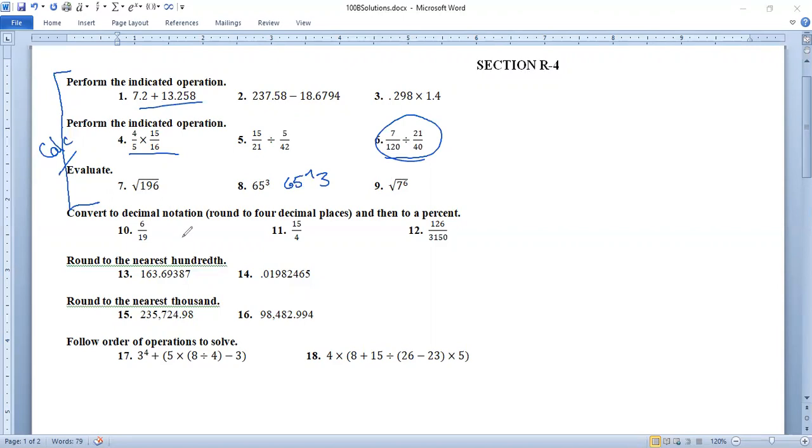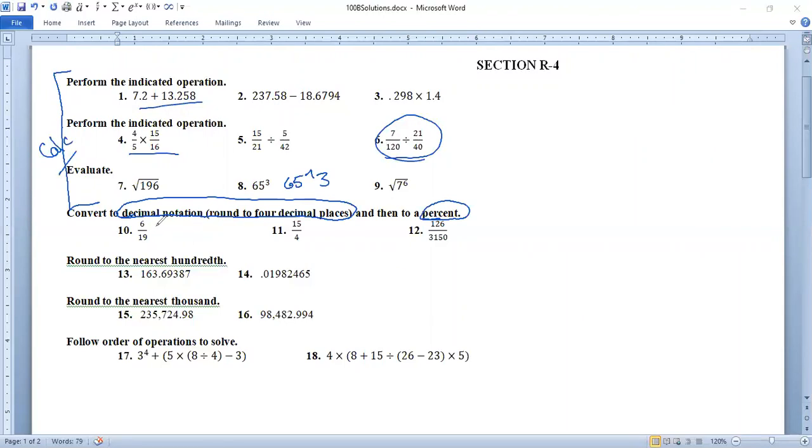We'll start with number 10 because there are some things your calculator will not do for you. And so number 10, it says convert it to decimal notation. Okay, so that is rounding to 4 decimal places. That is the first thing, and then to a percent. So there are 2 answers on each one of these.